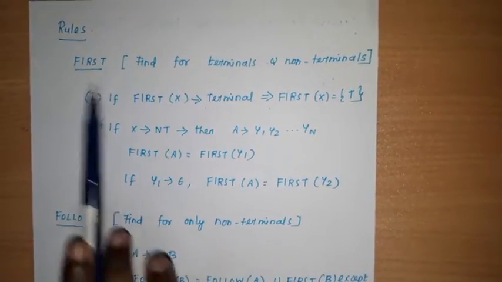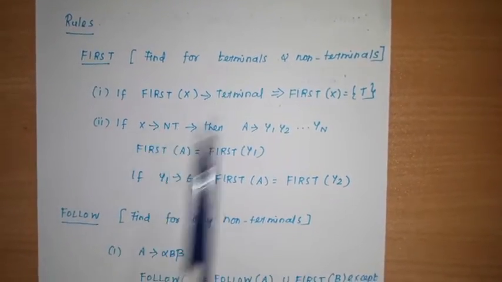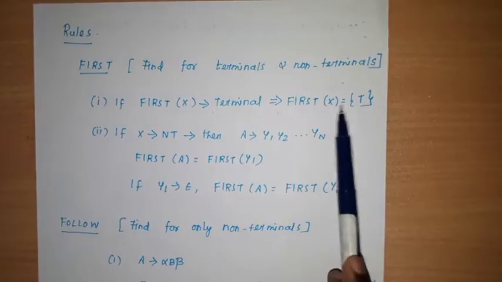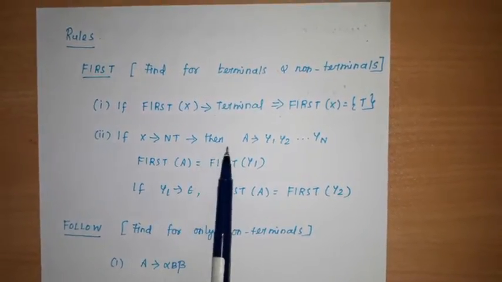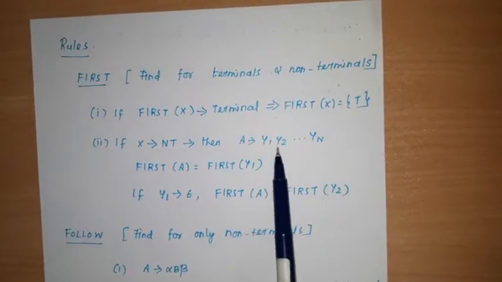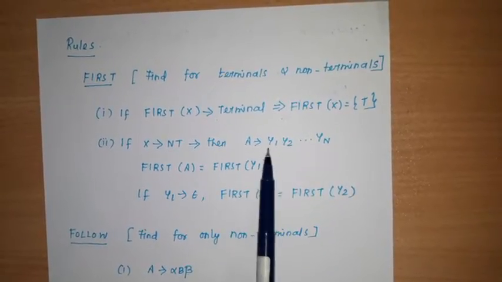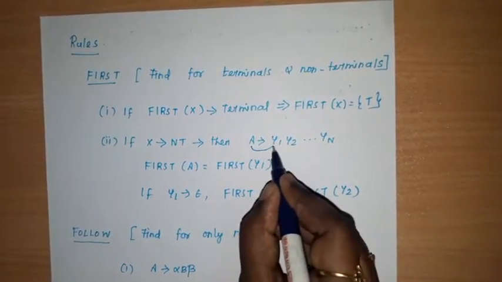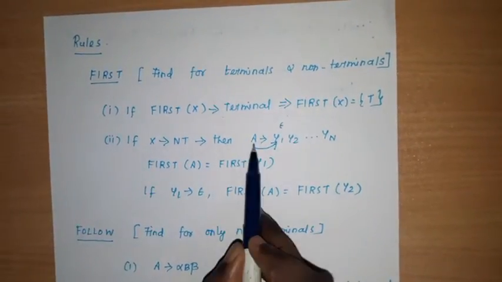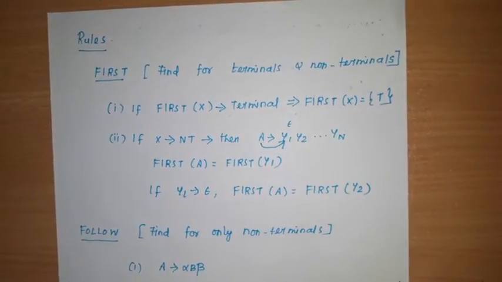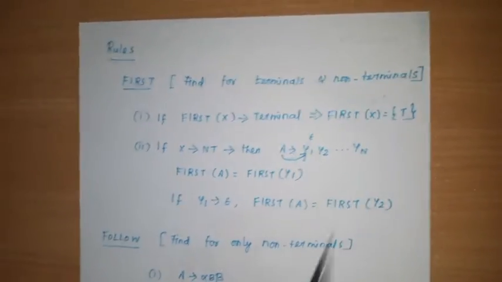There are two rules in first. If X is a terminal, then first of X is equal to the terminal value itself. If X is a non-terminal, then there is a production A tends to Y1, Y2 up to Yn. Then first of A is equal to first of Y1. If Y1 tends to epsilon, then first of A is equal to first of Y2. First is found for terminals and non-terminal symbols.